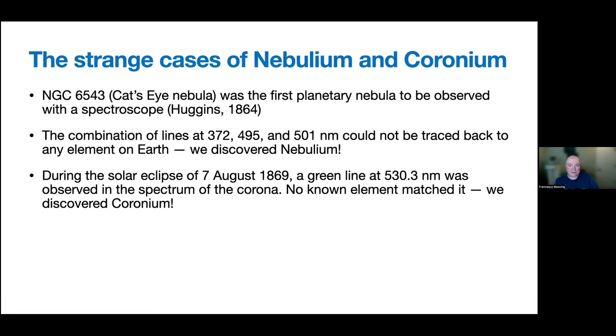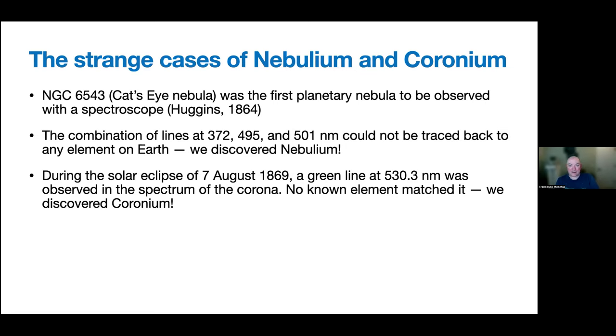So in 1864, Huggins observed the planetary nebula NGC 6543, also known as the Cat's Eye Nebula, for the first time. Nobody had seen a planetary nebula with a spectroscope before that. And what he found was a combination of three spectral lines at 372 nanometers, 495 nanometers, and 501 nanometers. This combination could not be traced back to any known element found on Earth, and so he thought that he had discovered a new element, which was actually given a name: it was called nebulium.